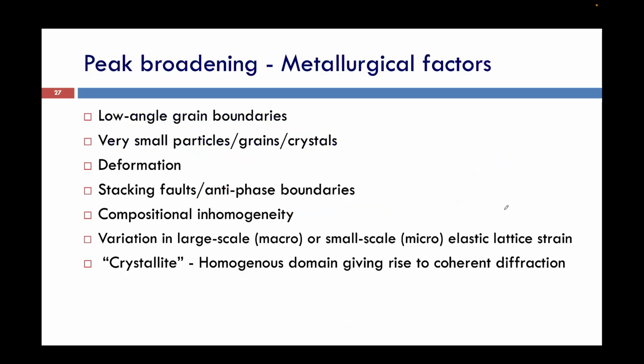Peak broadening also happens. Ideally we should be getting one single peak, but due to different metallurgical factors we get a broad peak: low angle grain boundaries, small particle or grain size, deformation, stacking faults or antiphase boundaries, compositional inhomogeneity, and variation on a large scale. All these contribute to peak broadening. That is why instead of a single sharp line we get a broadened peak, right?